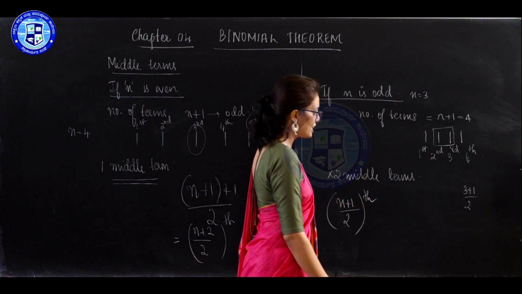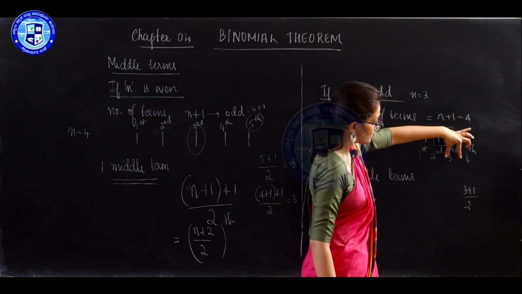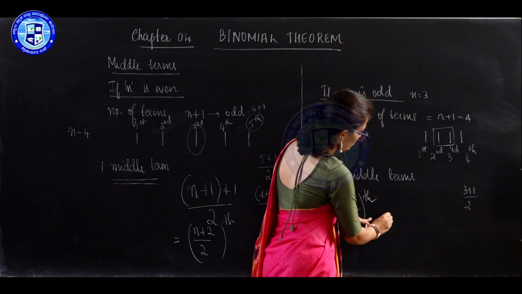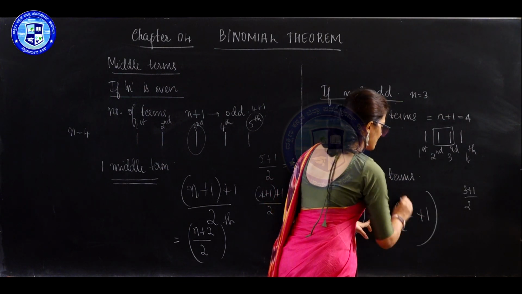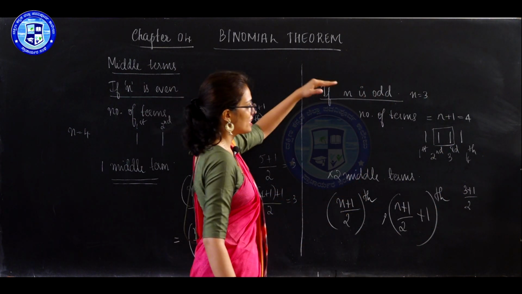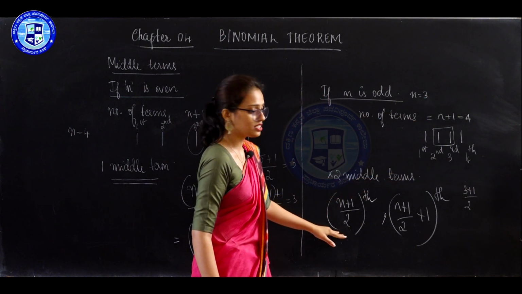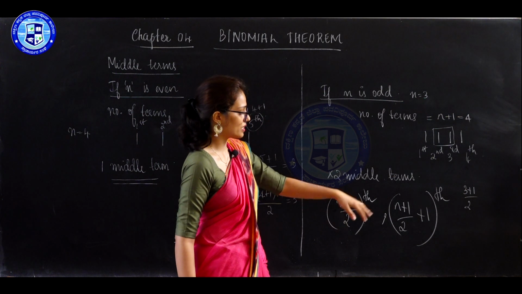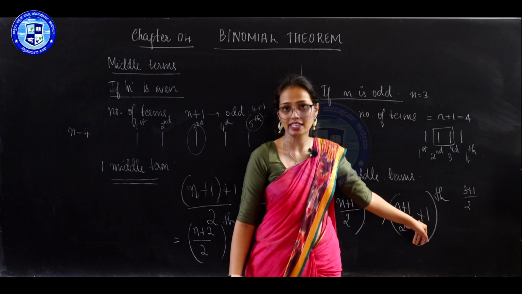Okay. Now, which is the next middle term? The very next term, the very successive term, correct? So, that will be the n plus 1 divided by 2 plus 1th term. Okay. So, observe here, when n is odd, the number of terms is even. So, you will have two middle terms, and which are the two middle terms? One is the n plus 1 divided by 2th term, and the very next term you will get by adding 1.